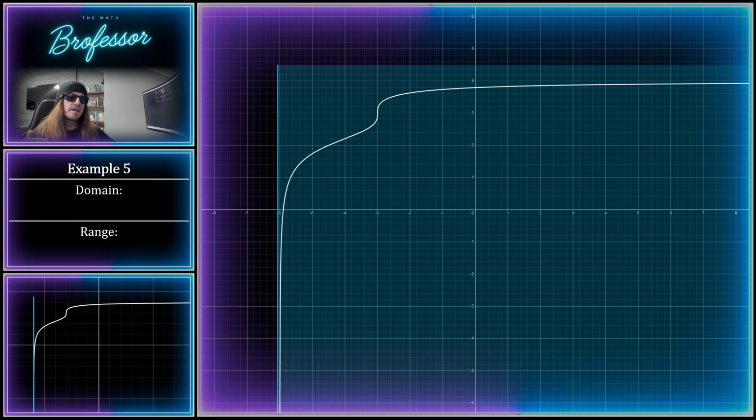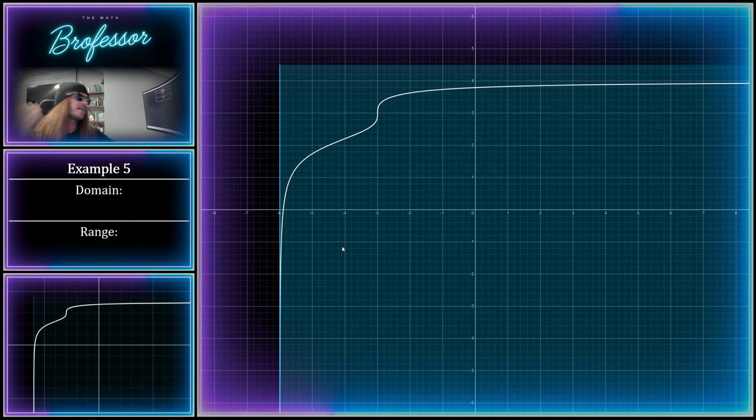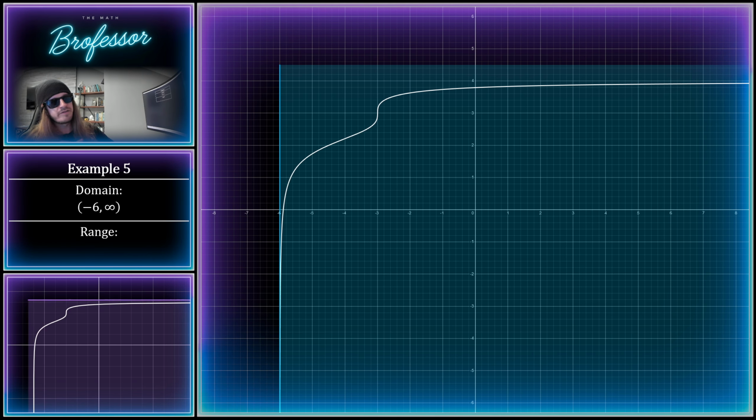So we've only got it contained on the left at -6. There's an asymptote there, so we want a parenthesis on the -6. It goes to infinity, which also uses parentheses. Here's the domain as an interval, -6 to infinity with parentheses.